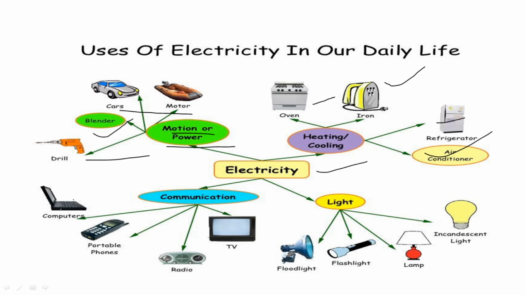Now everybody has mobile phones, computers, laptops, portable phones, radios, TVs. So many things are there. These are used for communication, and this communication is established by electricity. Then for light we use floodlight, flashlight, lamp, incandescent lamp, LED bulb. All these are due to electricity. So all these are uses of electricity in day-to-day life. You can find many more things.